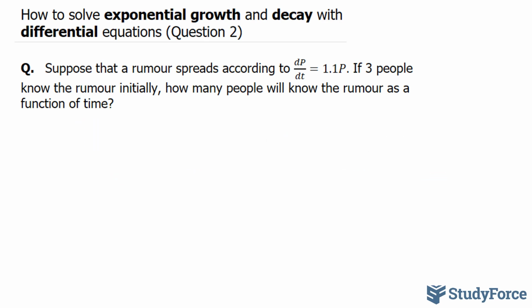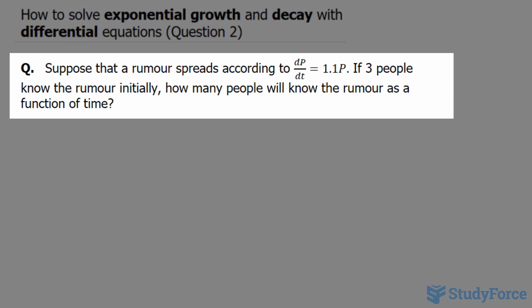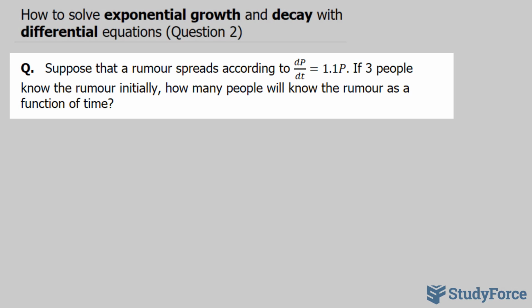In this lesson, I'll show you how to solve exponential growth and decay problems with differential equations. This is question number 2. The question reads, suppose that a rumour spreads according to the equation dp over dt is equal to 1.1 times p. If 3 people know the rumour initially, how many people will know the rumour as a function of time?